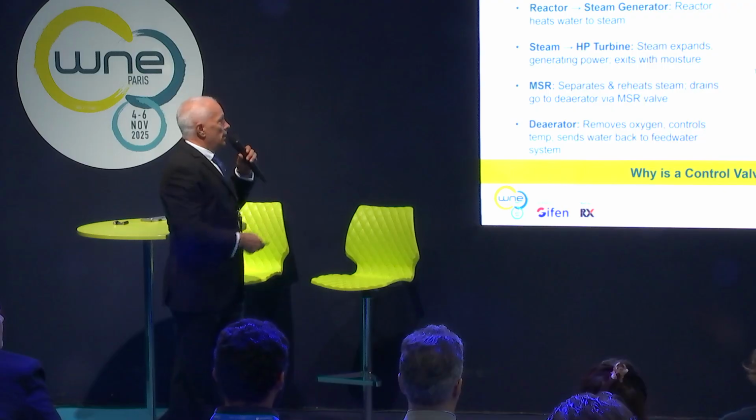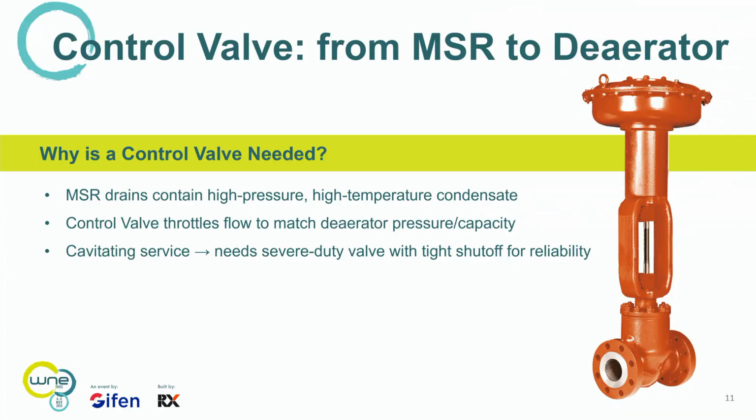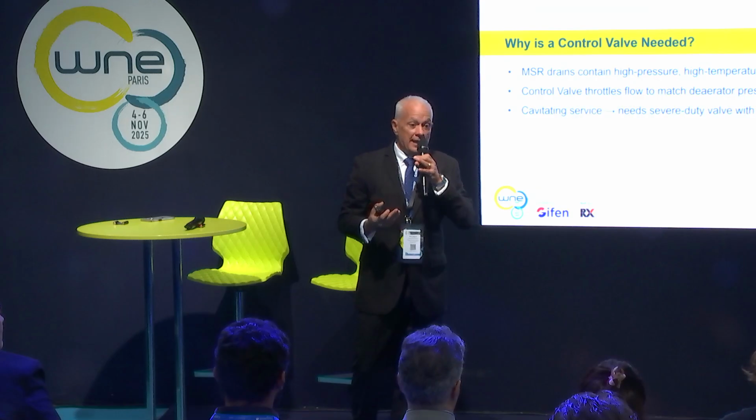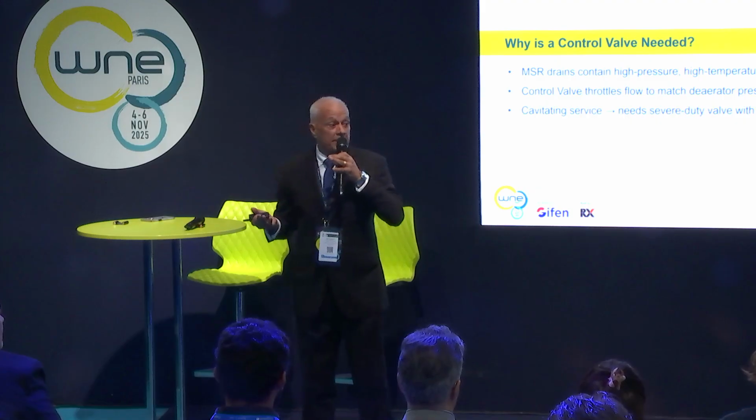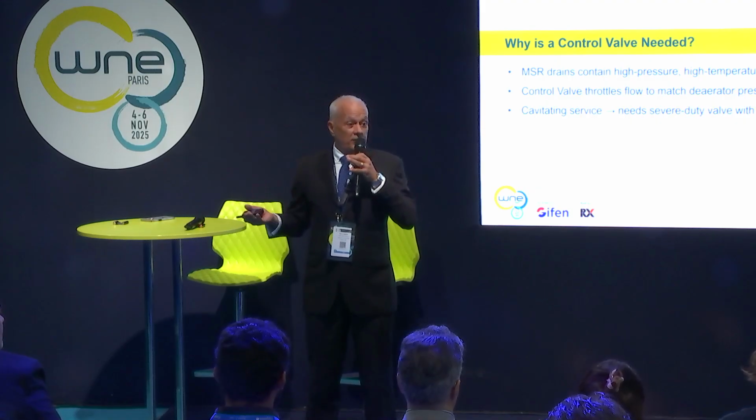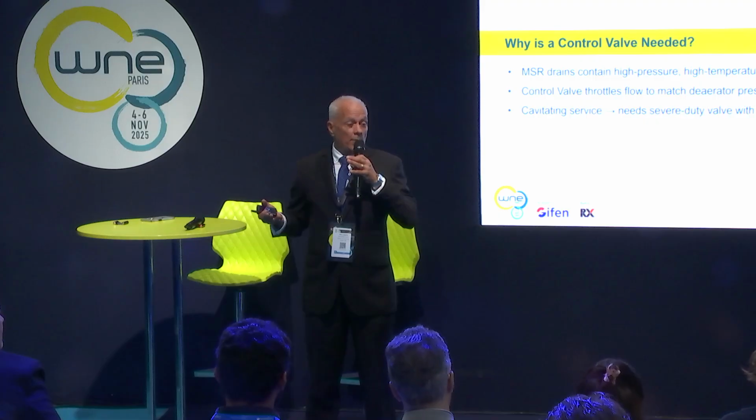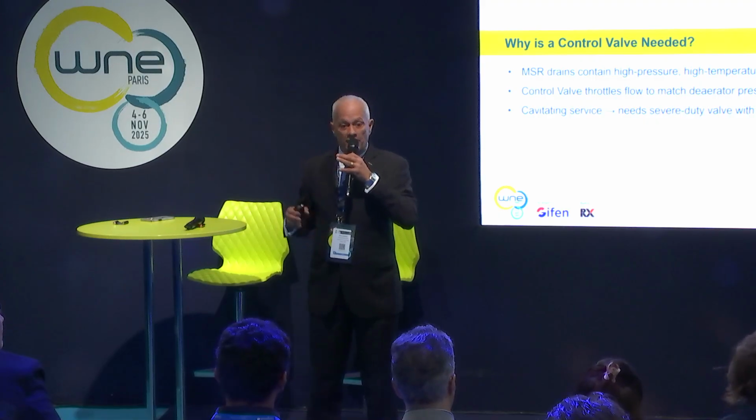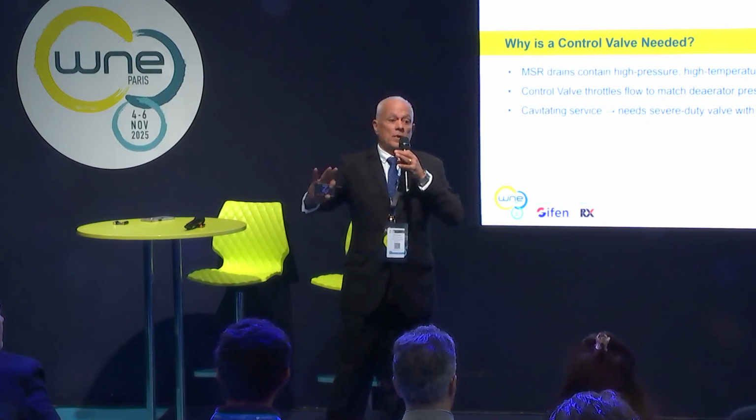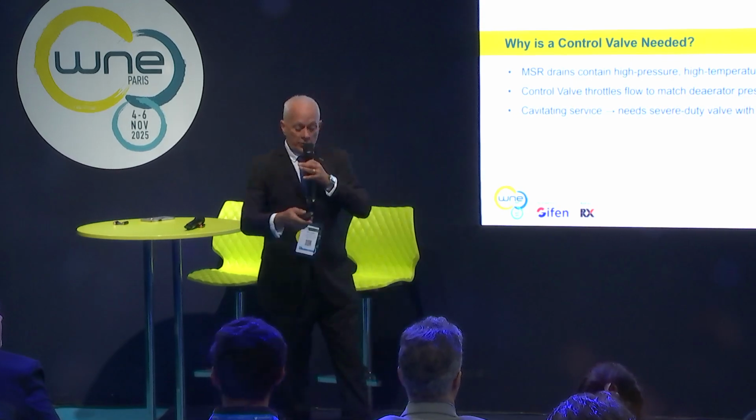So in this case, you need a control valve to handle the water. Where's the water going? You have the HP turbine going into the MSR, which separates the steam. The steam, now reheated, goes into the LP turbine. The water that's separated goes back into the deaerator. You need that because you need to control the deaerator. It's a sensitive piece of equipment with certain pressure requirements, so you do not want to overpressurize your deaerator. So you have this valve in place to send that water to the deaerator.